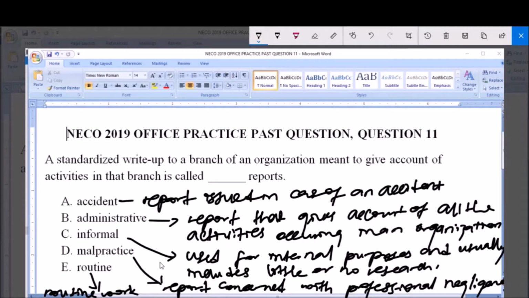Now from our options here, you agree with me that option B is the correct answer to this question, which is described as a standardized write-up to a branch of an organization meant to give account of activities in that branch. Because administrative reports, as I told you, give account of all the activities occurring in an organization. So when an organization or its branch is asked to give an administrative report, it simply means that the organization should give account of all the activities that have been going on in it. So therefore the answer to this question is option B, administrative reports.